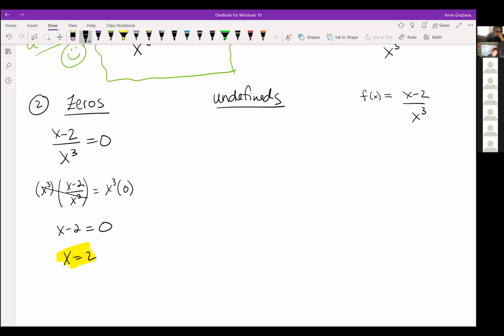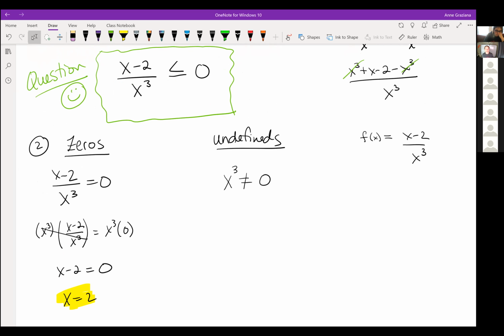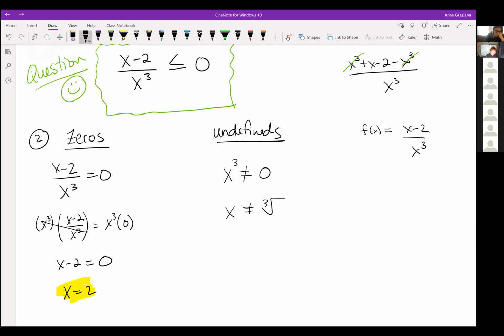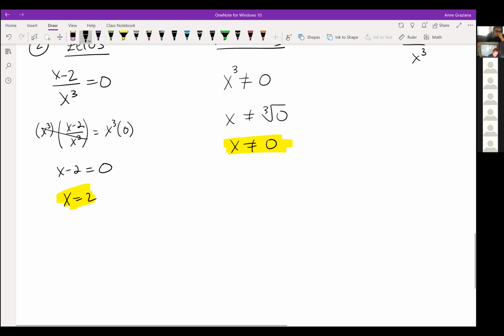Now, what about undefines? In this case, it's going to be my denominator cannot equal 0. And if I solve this, I take the cube root, so x cannot equal the cube root of 0. Cube root both sides. So x cannot equal 0. So here's the other part that goes on my sign chart. Any questions? All right, once I have those, then we can do our sign chart.